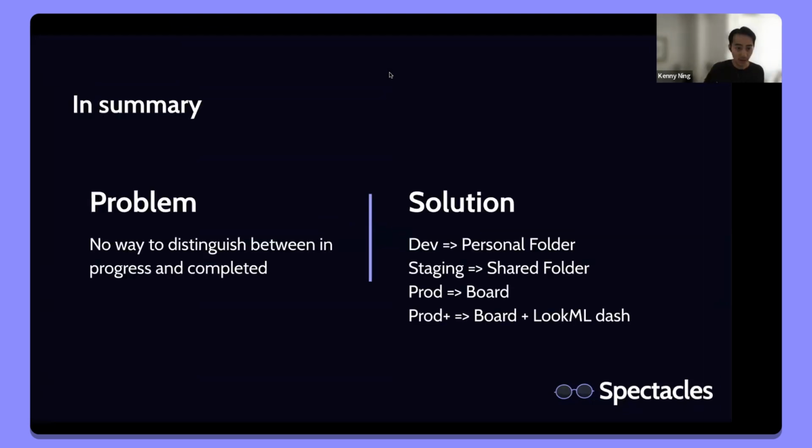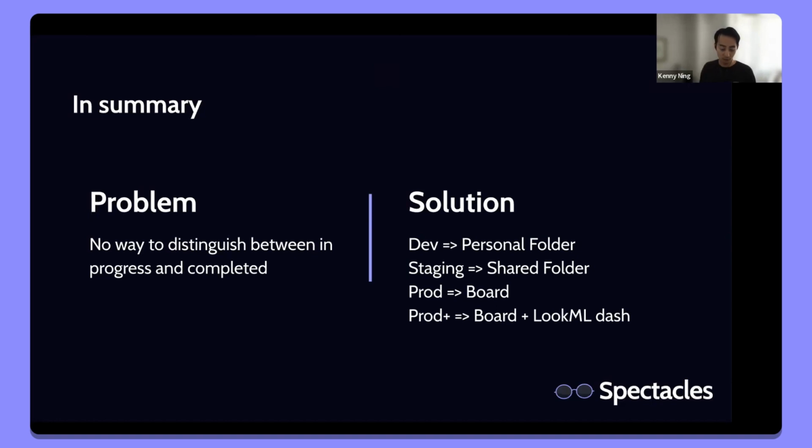All right, so that is the high level workflow of shipping a dashboard from dev, staging, to prod. So in summary, what's the problem? In Looker, there's no way to distinguish between in progress and completed, right? There's only one version of a dashboard. So the solution here is to leverage the existing folder and board structure that they have in Looker. So specifically, that means using your personal folder as a dev environment, using a shared folder as a staging environment to collect feedback and log that feedback in Slack or Jira.